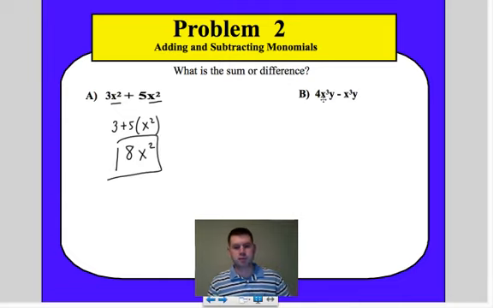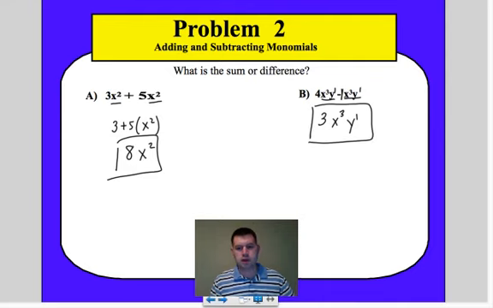Now in this same situation I have 4x cubed y to the first. Here I have x cubed y to the first. Since my variables are completely the same, they are like terms. Okay, they're identical. So therefore I get 4 minus the 1. The coefficient here is 1. So I have 3x cubed y to the first. And that would be our answer there.